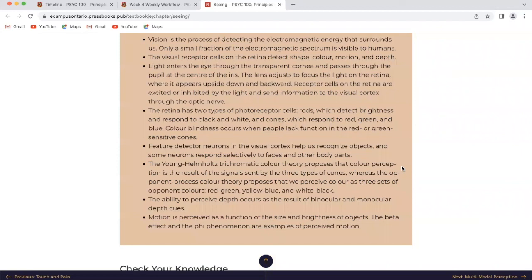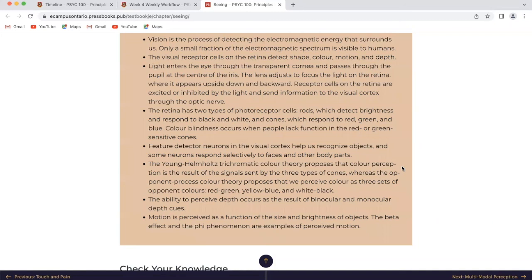The Young-Helmholtz trichromatic color theory proposes that color perception is the result of the signal sent by the three types of cones, whereas the opponent process color theory proposes that we perceive color as three sets of opponent colors: red-green, yellow-blue, white-black.